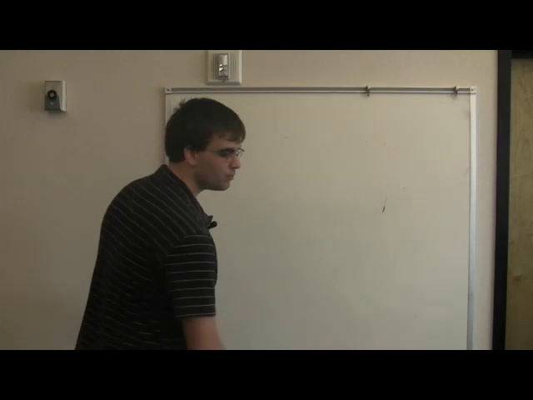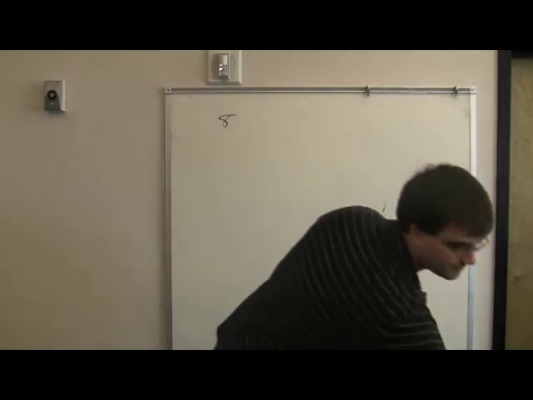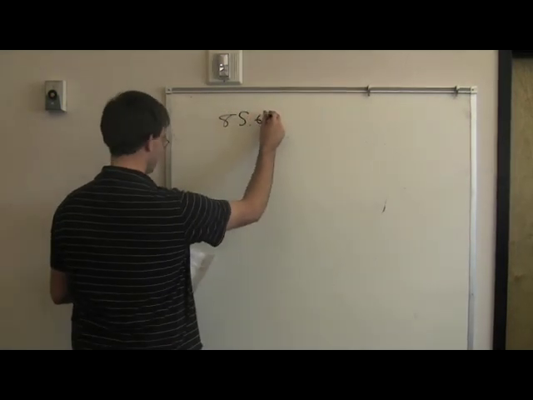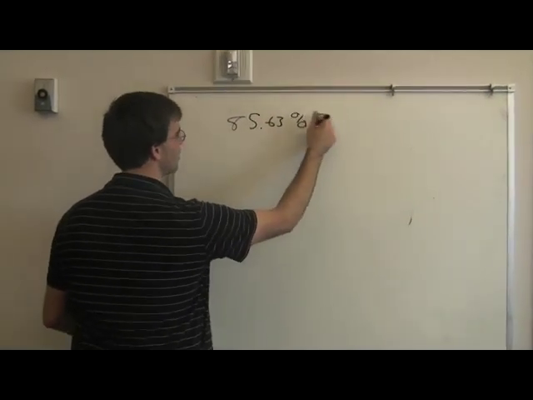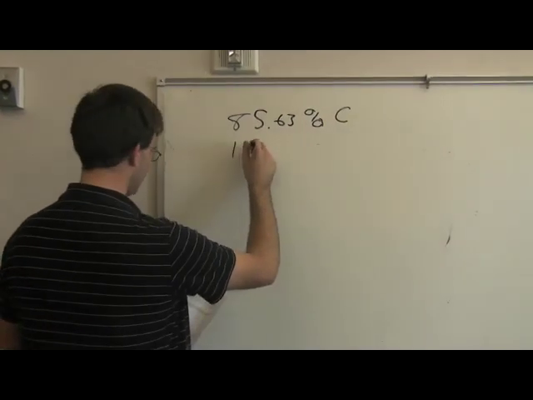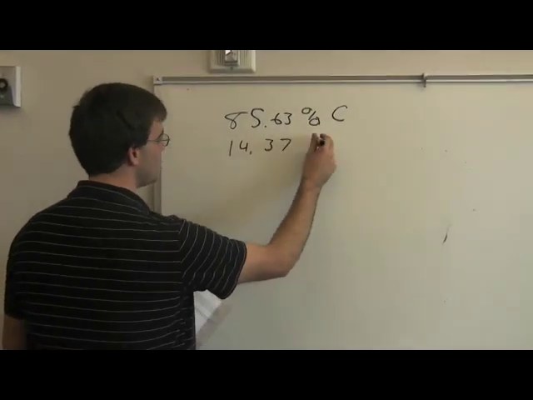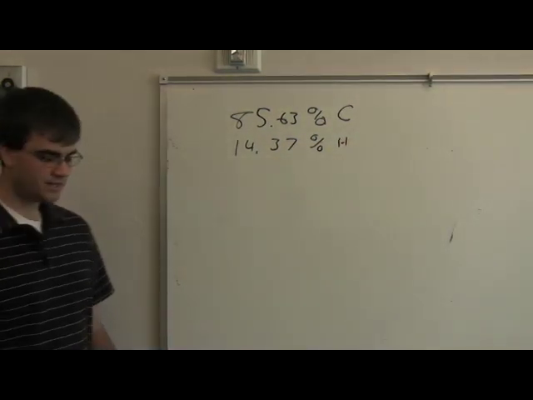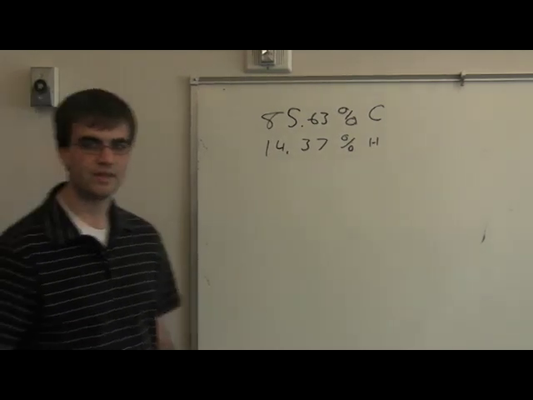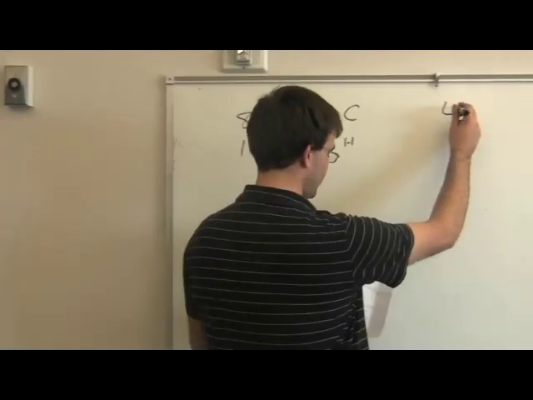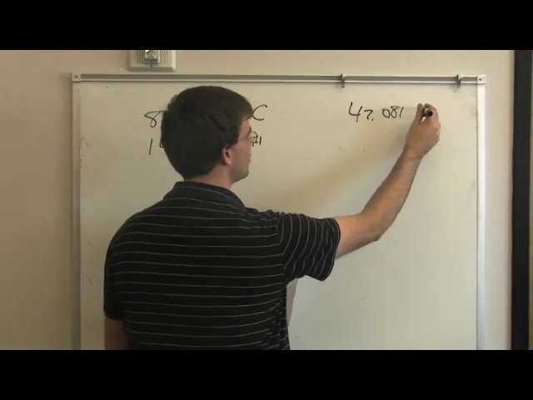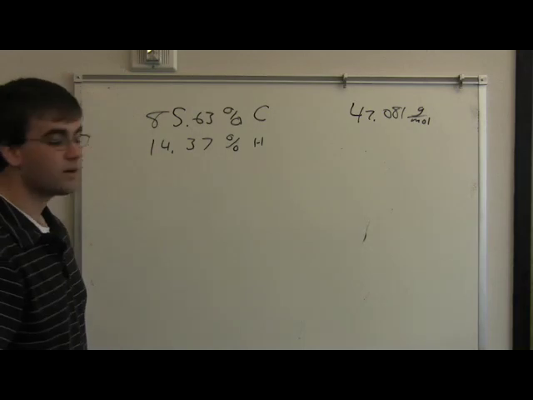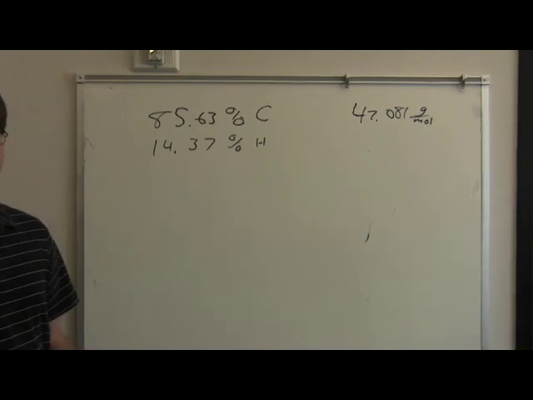In our example, we have 85.63% carbon. We also have 14.37% hydrogen. With these two percents, they found that the total amount that they got was 42.081 grams per mole as the molar mass. We are asked to find the molecular and the empirical formulas.